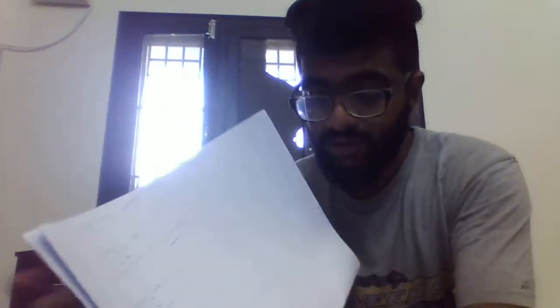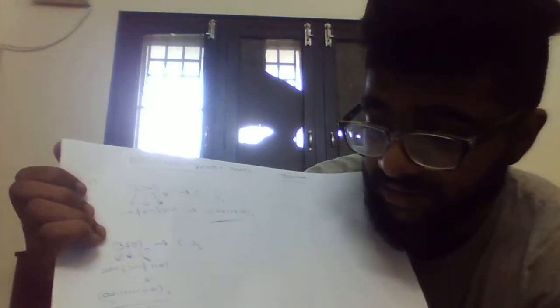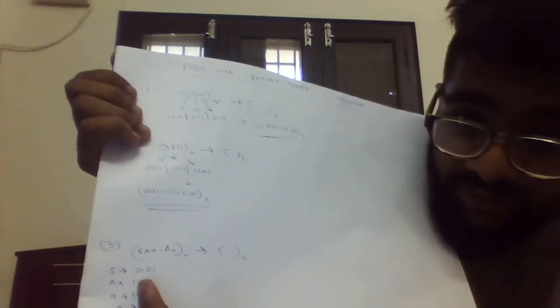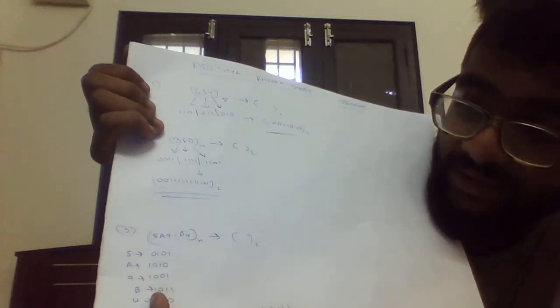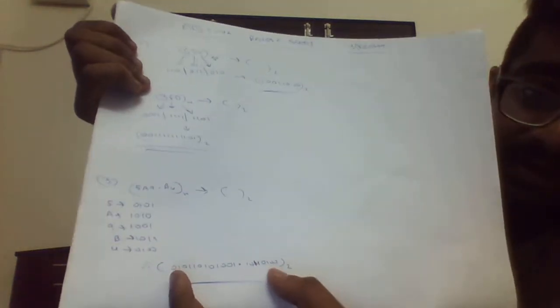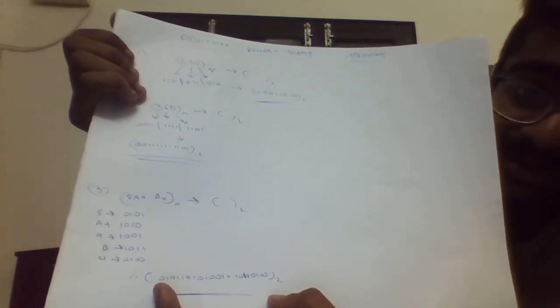The third question is converting 5A9.B4 in hexadecimal form to binary form. Even here, each digit is converted into its respective binary form, written together and given in its binary state.